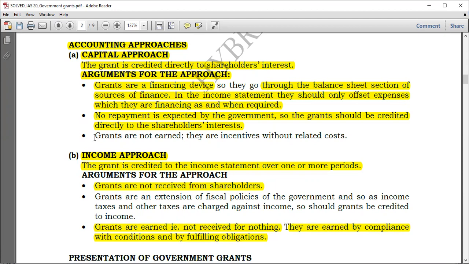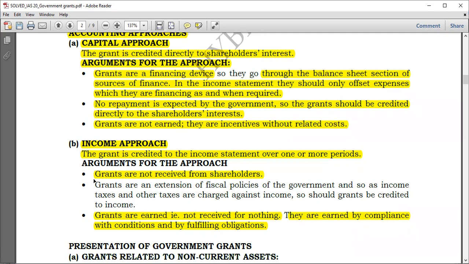But the capital approach says that grants are not earned. They say they are just incentives without related costs. But we say this is not true, because in reality, to receive the grant, you have to fulfill the conditions, and we mean those should be the costs actually. You have to follow those conditions.